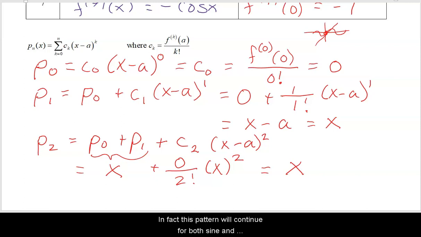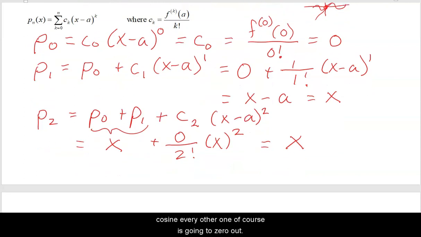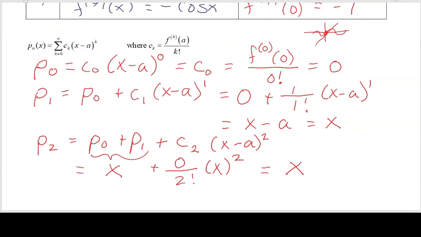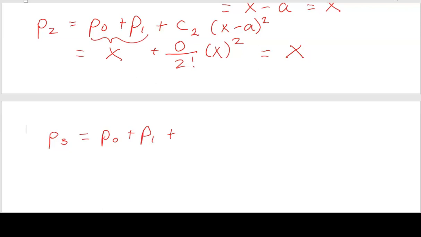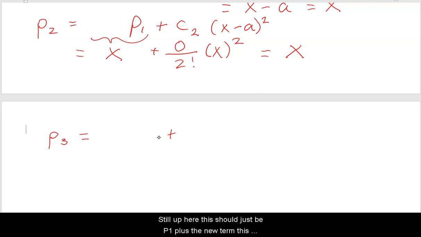In fact, this pattern will continue for both sine and cosine. Every other one, of course, is going to zero out. Let's create a little more space so we can continue writing down up through the 7th polynomial approximation. Now we're ready for the 3rd polynomial approximation, P3. Remember that P3 is going to be C0 times the factor. So really what it comes down to is the previous approximation. So up here, this should just be P1 plus the new term.